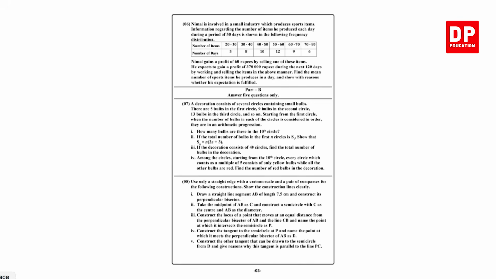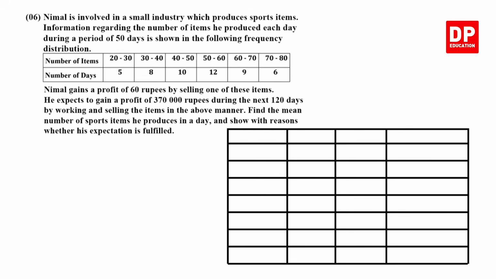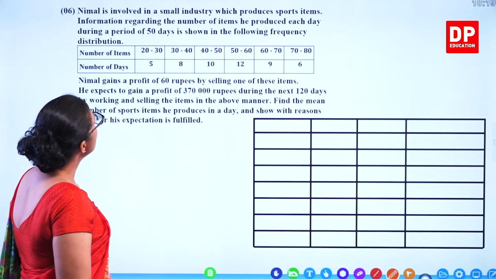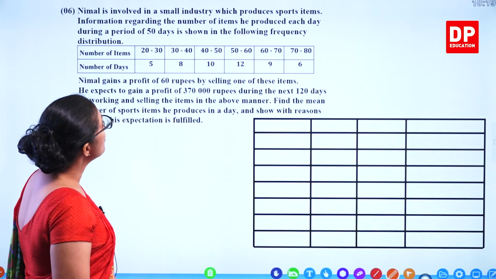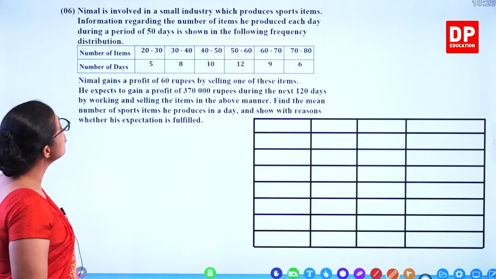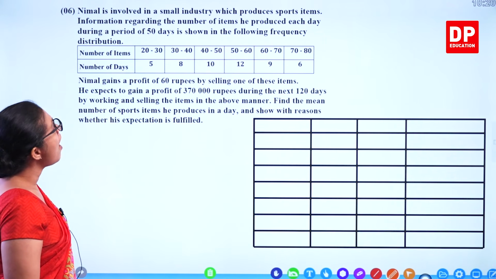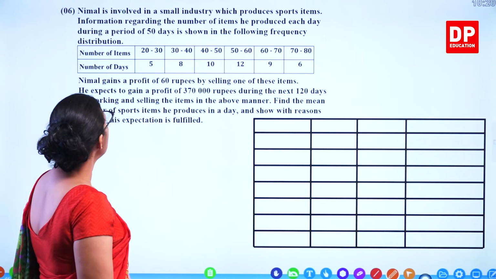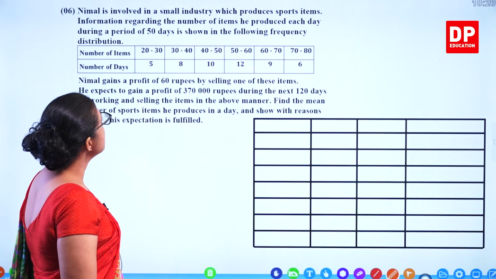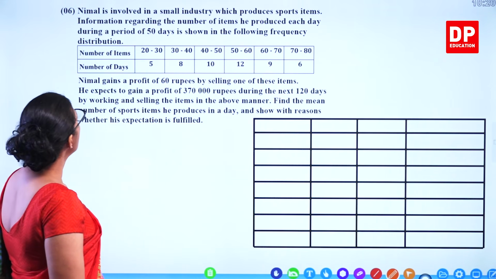Now you can try question number 6 in part A and then try part B, question number 7 and 8. Question number 6. Nimal is involved in a small industry which produces sports items. Information regarding the number of items he produced each day during a period of 50 days is shown in the following frequency distribution.